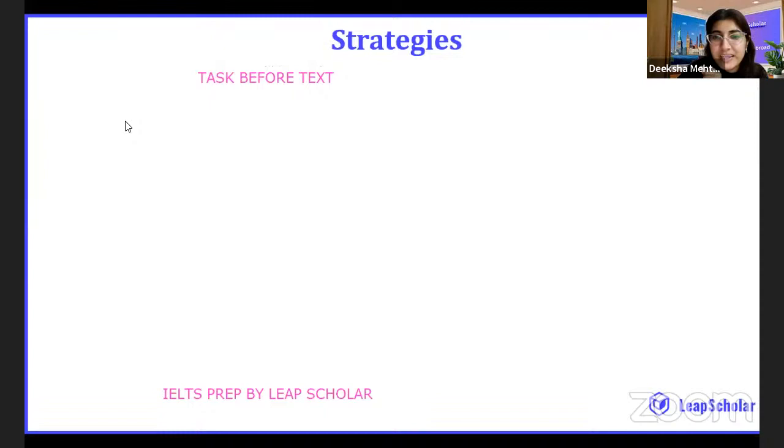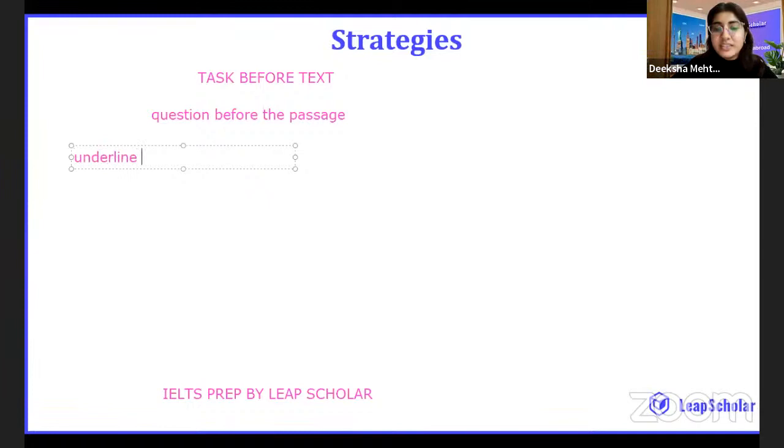Task means an activity that has been given to you. That means the question is given to you. So you should always read the question before you read the passage. The text is the passage. So every time, read the questions first. Always read the question first. Why? When I read the questions, I underline or highlight my keywords.